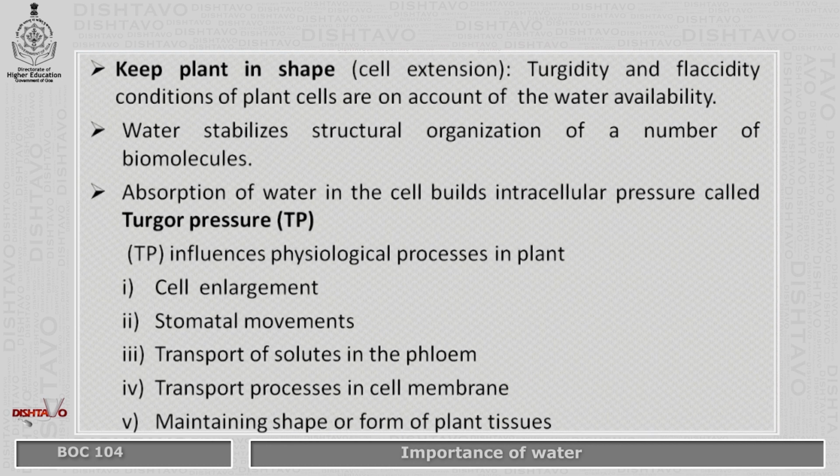And when water is absorbed by the plant cell, this water also builds up some amount of pressure within the cell. This pressure is called turgor pressure. This turgor pressure influences a number of physiological processes in plants such as enlargement of cell, movement of stomata, transport of solutes within the phloem, transport processes in the cell membrane, and maintaining the shape of the plant tissue.